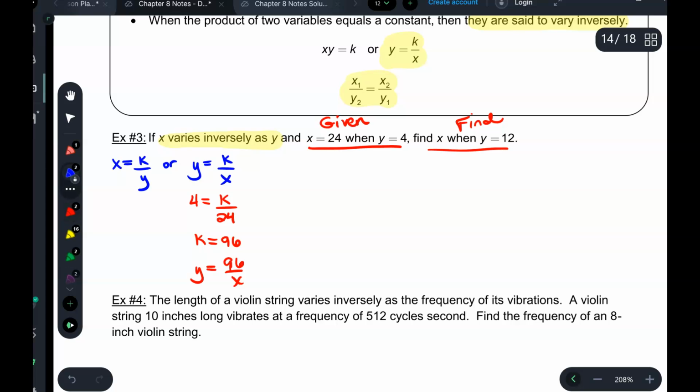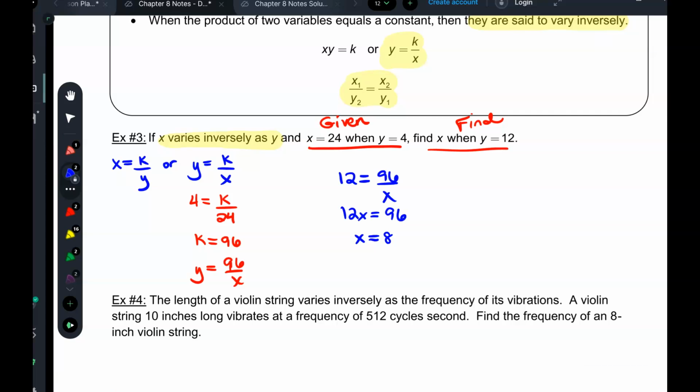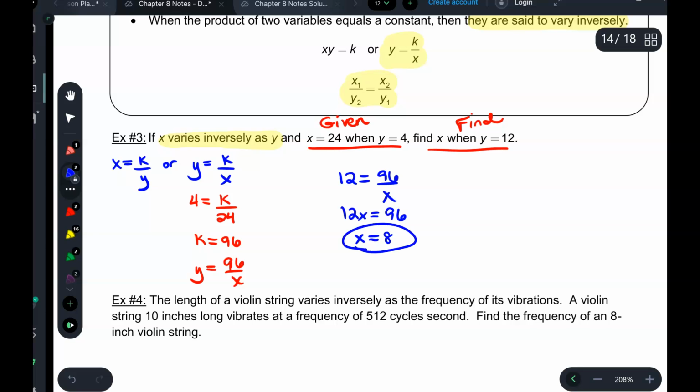Are we okay with this? Then it'd be 12 equals 96 over x. So 12x equals 96. X has to be equal to... right? Good? I'm waiting.